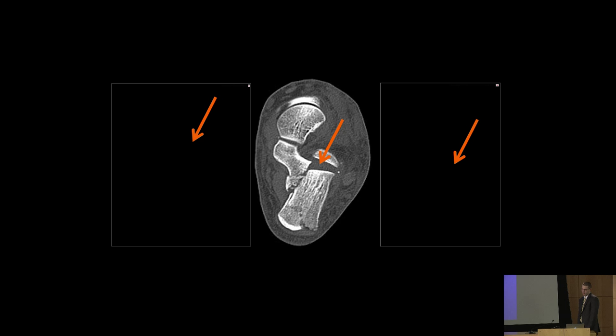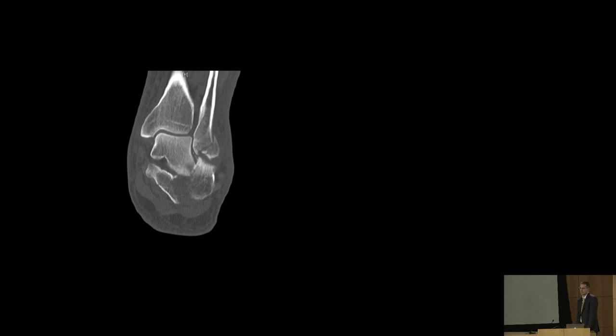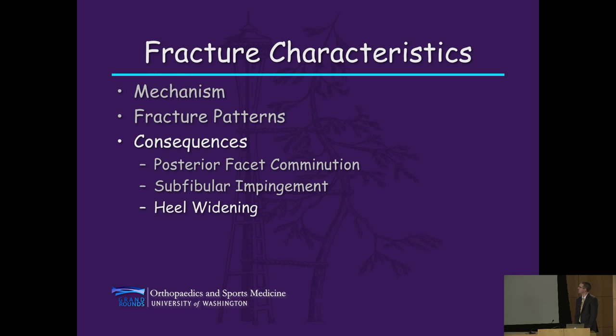Subfibular impingement is an important concept and something to be evaluated as the talus is driven down into the calcaneus. That lateral piece of calcaneus can be displaced into the inferior aspect of the fibula. In this case, it actually fractured the fibula, but the peroneal tendons are in that area. They can become pinched and injured, and if not reduced, patients then bear weight through this displaced lateral piece through their distal fibula, which hurts, as it's not intended for that.